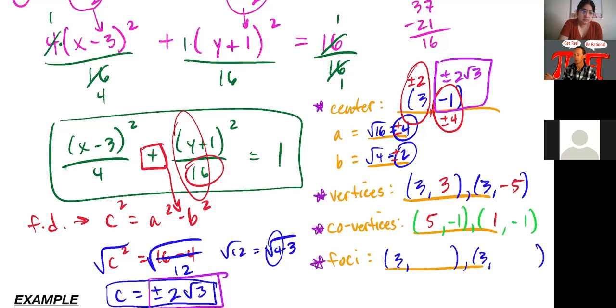So guess what? It's negative 1 plus 2 root 3 and negative 1 minus 2 root 3. And those are what are called the exact focal points. Notice it is still an x comma y. And there are two of them, which is why they're called foci and not a focus, not just one.